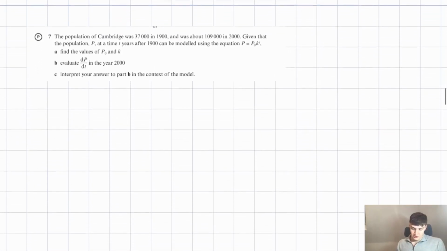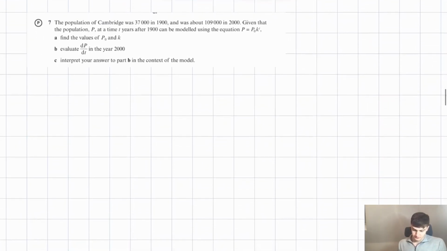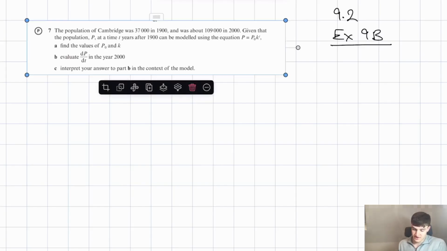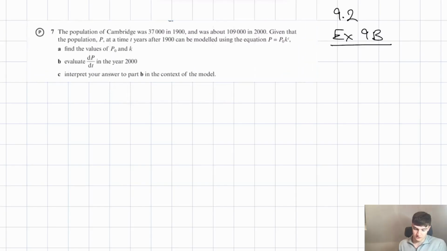Right, so on to question 7. This is 9.2, if I didn't mention already. So 9.2, differentiating exponentials and logs, and this is exercise 9b, where you can find these questions. Question 7 is a problem solving question, so let's have a look at that.